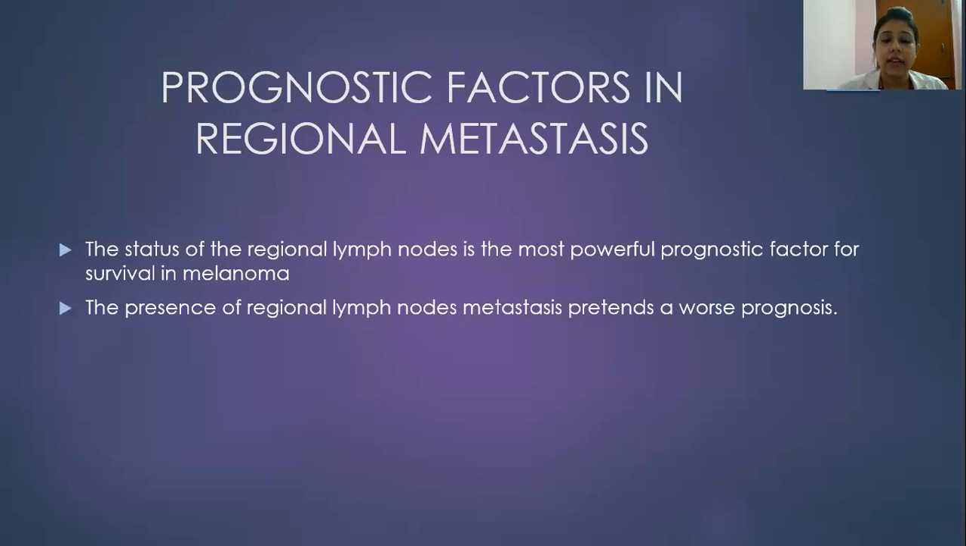The next prognostic factor is regional metastasis. It is said that the status of regional lymph nodes is the most powerful prognostic factor of survival in melanoma. Presence of regional lymph node metastasis portends a worse prognosis. So it is very prognostic that when lymph nodes are involved, the prognosis is bad.